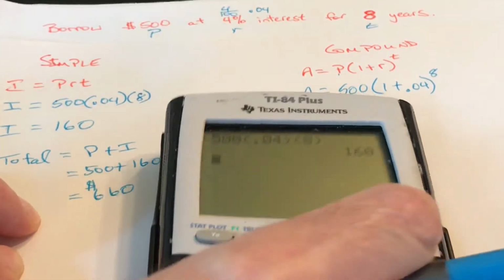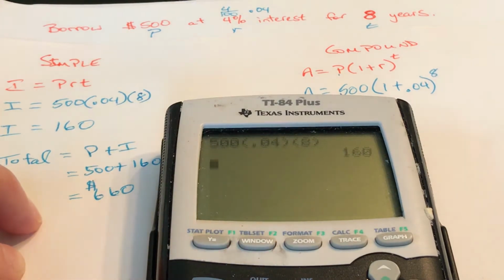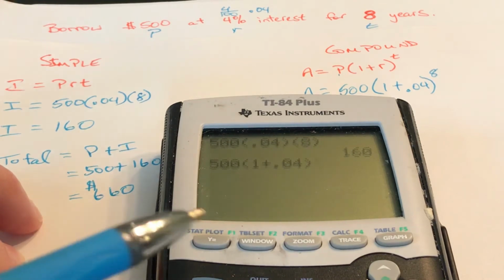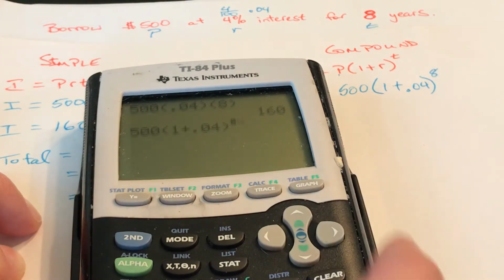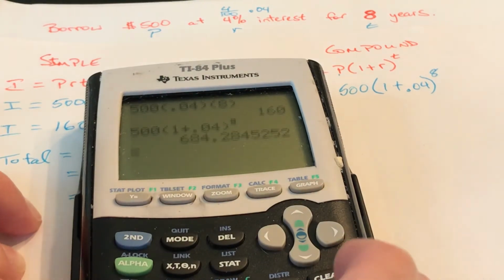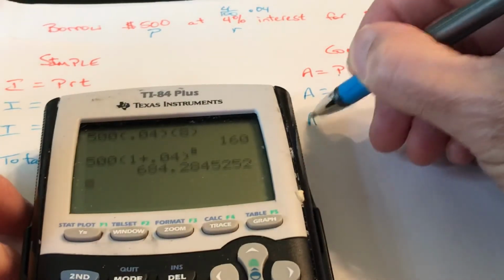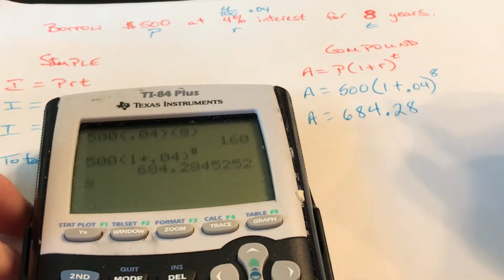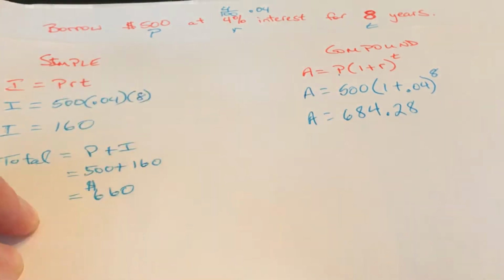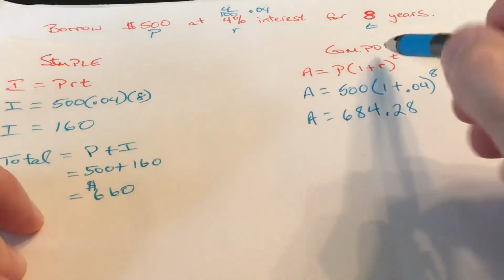So again, our calculator will take care of this all in one step. So we just make our screen look like our formula. So we'll have 500 times 1 plus 0.04, close our parentheses. Remember, we can get our exponent up there by hitting this caret button here. An exponent of 8. Just double check to make sure it looks like we want it to. Hit enter, and we get a total of $684.28.